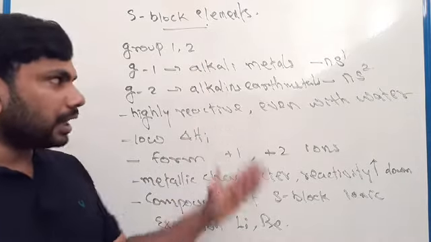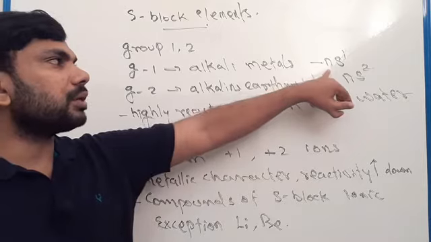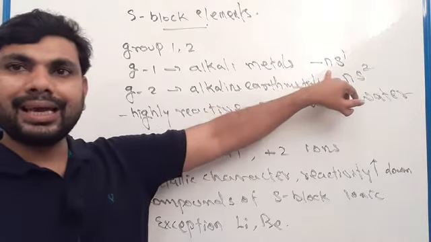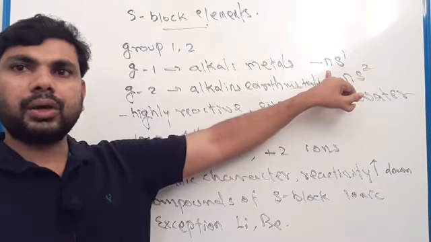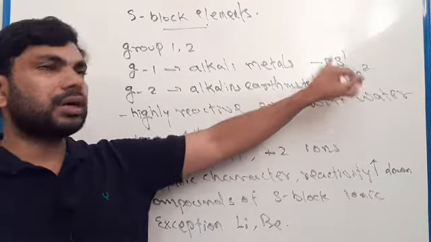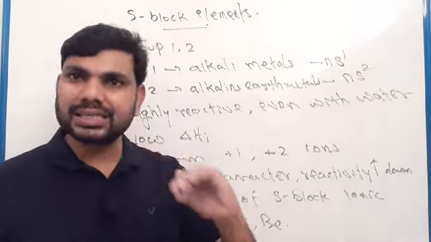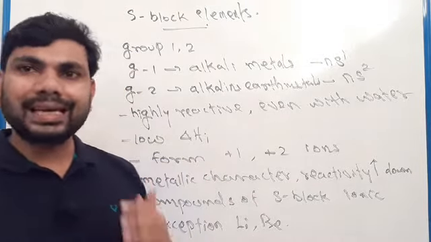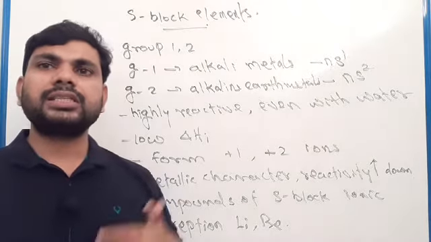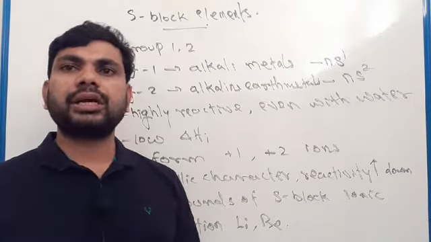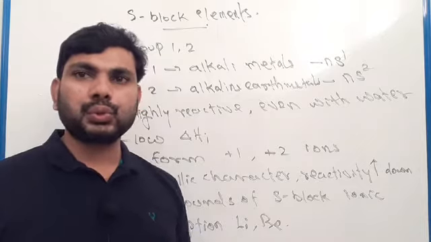All group 1 elements have outer shell electronic configuration ns1. First period 1s1, second period 2s1. So the outer shell electronic configuration will be ns1. Second group elements are called alkaline earth metals. Their outer shell electronic configuration is ns2.